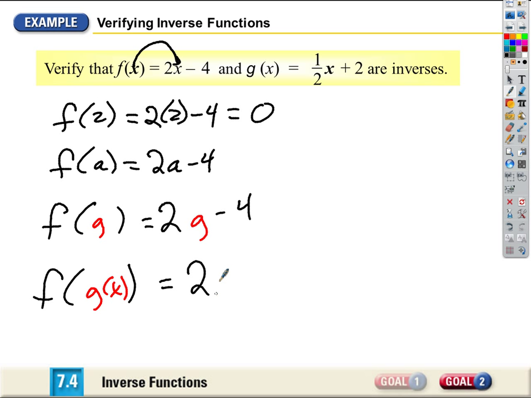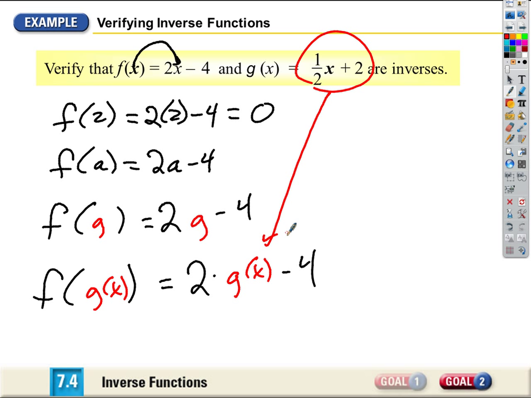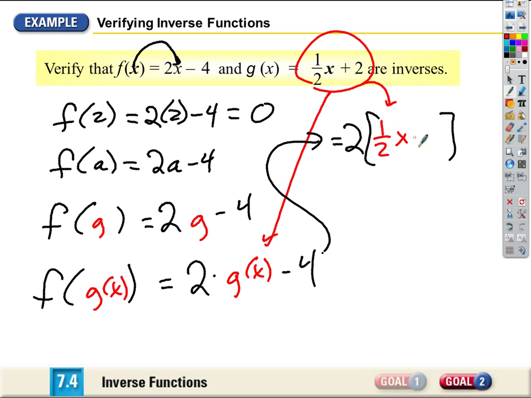Okay, good. 2 times g of x minus 4. Well, what's g of x? It's right there, right? That's g of x. So that's what I would have to plug in right there, right? I'd have to get 2 times. Now I got to put that in parentheses. That's a quantity, isn't it? I can put all that stuff being multiplied by 2. So it's 2 times the quantity 1/2 x plus 2, because all that stuff is g of x, right?